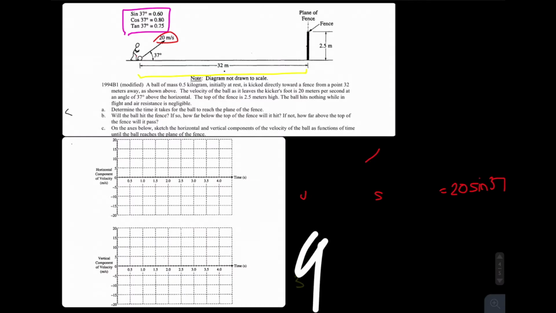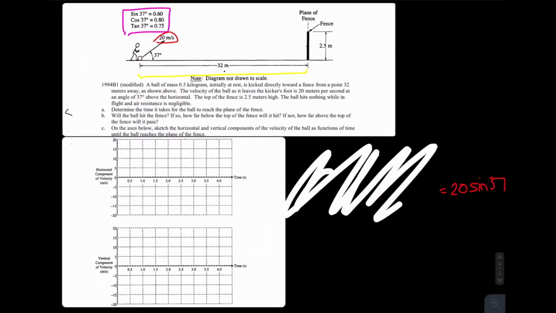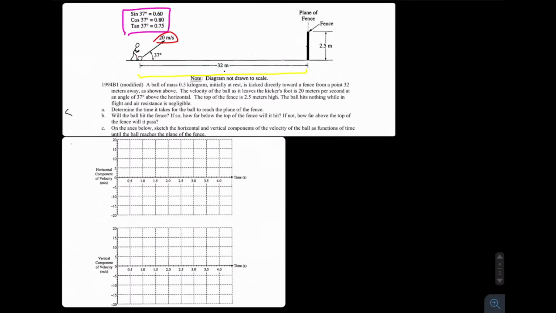So part B is asking whether the ball will hit the fence. We want to figure out if the ball will hit the fence, that's the first thing, and then we want to see how far below the top of the fence it will hit, if not, how far above. So we just want to find if it hits and where it hits, like what's the position.